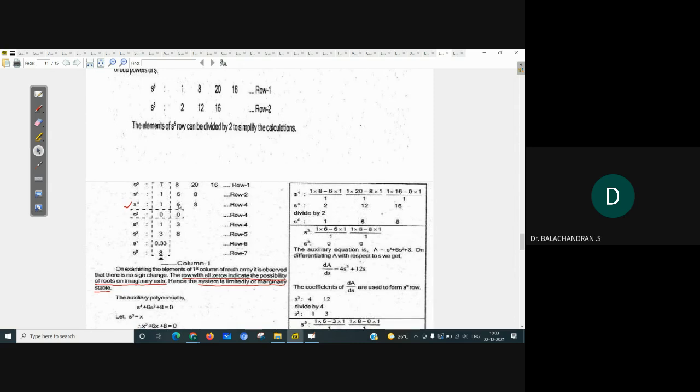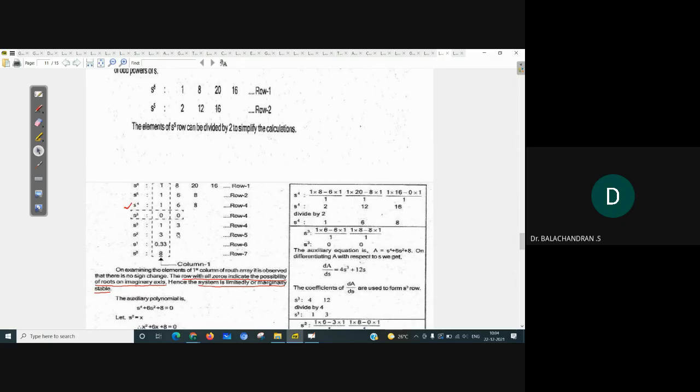Now the s power 2 row. You can use s power 4 and s power 3, and please check whether you are getting 3 and 8. You need to multiply 1 into 6, 6 minus 3, 3 divided by 1, so 3. Next here 0. 1 into 8 minus 1 into 0, so 8 by 1, 8. I think I got it, 3 and 8.